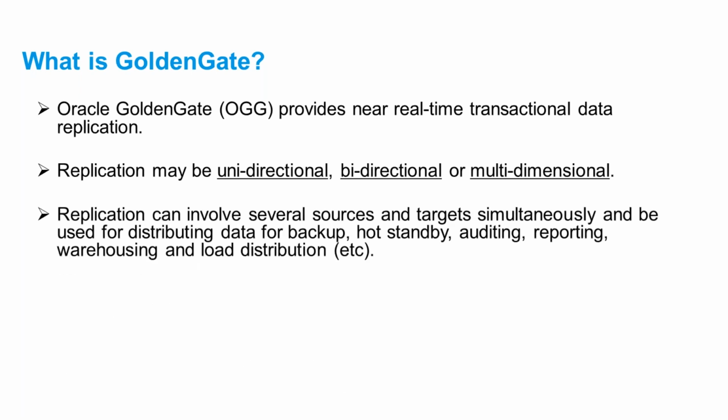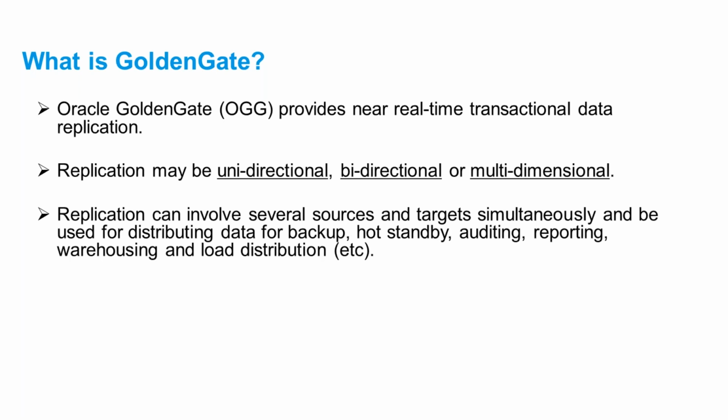With Goldengate, replication can be unidirectional, bidirectional, or multidimensional as well. So you can set up Oracle Goldengate replication in a unidirectional, bidirectional or multidimensional environment. Unidirectional means one to one. You have one source, one target, and data is getting replicated. Bidirectional environment means the application can be connected to both sides. So data from site A to site B will be replicated. Similarly, whatever transactions the application is doing on site B will be replicated to site A.